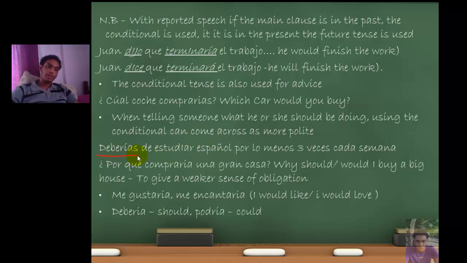Just note that when you're telling somebody they ought to do something, if you use it in a conditional sense, it sounds a bit more polite, right? So deberías estudiar español por lo menos 3 veces cada semana, right? You should study Spanish at least 3 times a week. Just note that vez is used as time when there's an occasion, right? But tiempo is the general word for time, right? Okay, just these 2 little notes here. Me gustaría, me encantaría, I would like, or I would love. You can use this in your papers, right?